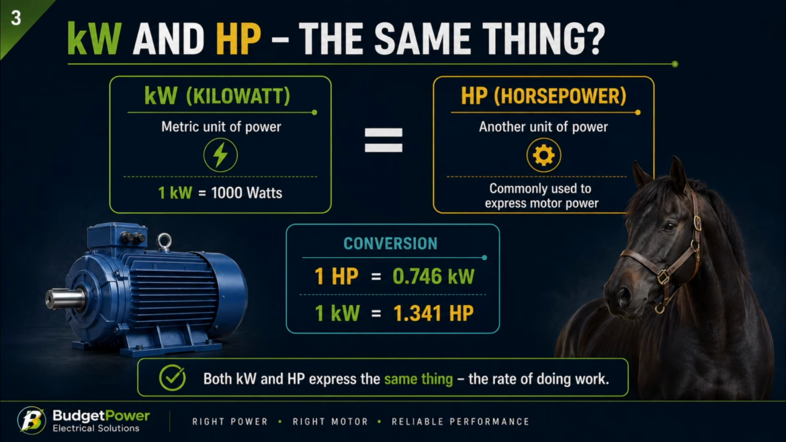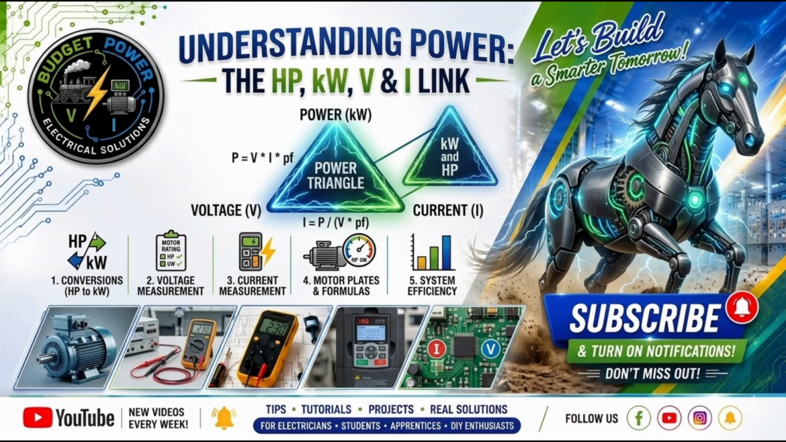Kilowatt and horsepower are simply two different units used to express power. 1 kilowatt is 1,000 watts, while horsepower is another commonly used unit for motor power. For conversion, remember this useful relationship. 1 horsepower is approximately 0.746 kilowatts, and 1 kilowatt is approximately 1.341 horsepower. So if we see 7.5 kilowatts and approximately 10 horsepower, they are describing nearly the same motor output power.